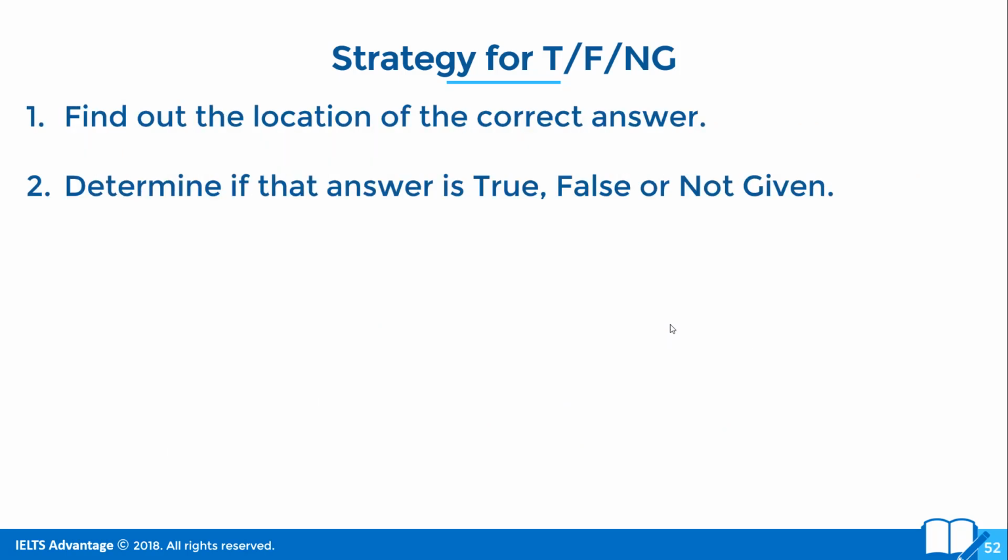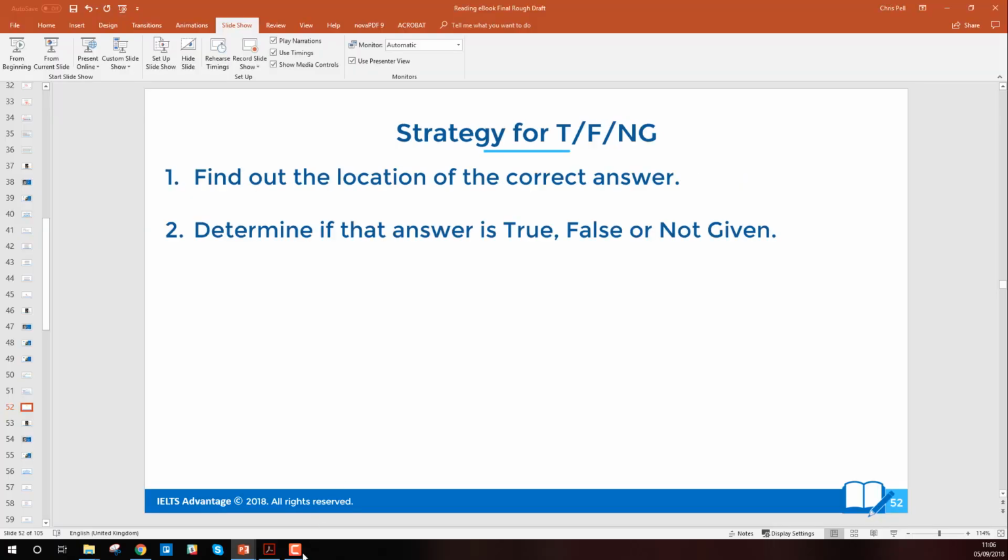Number 1, find out the location of the correct answer. Number 2, determine if that answer is true, false, or not given. That's basically what they want you to do. Okay, so now let's look at a real question.